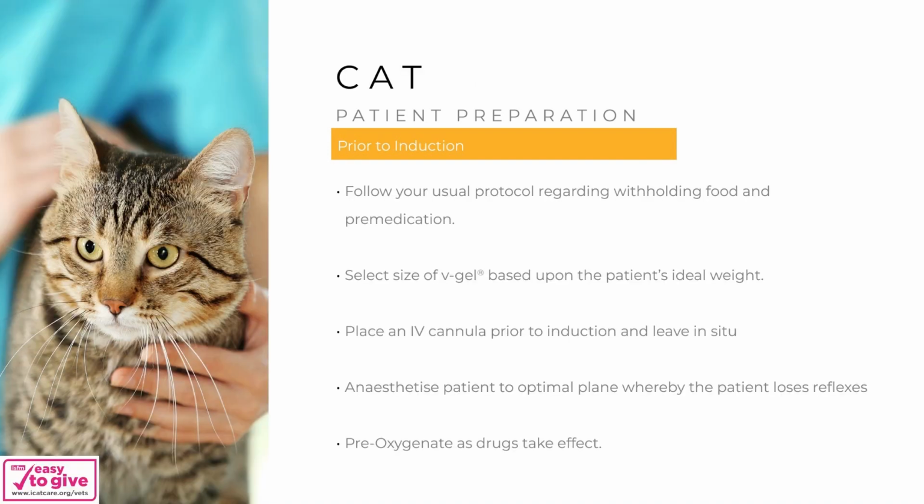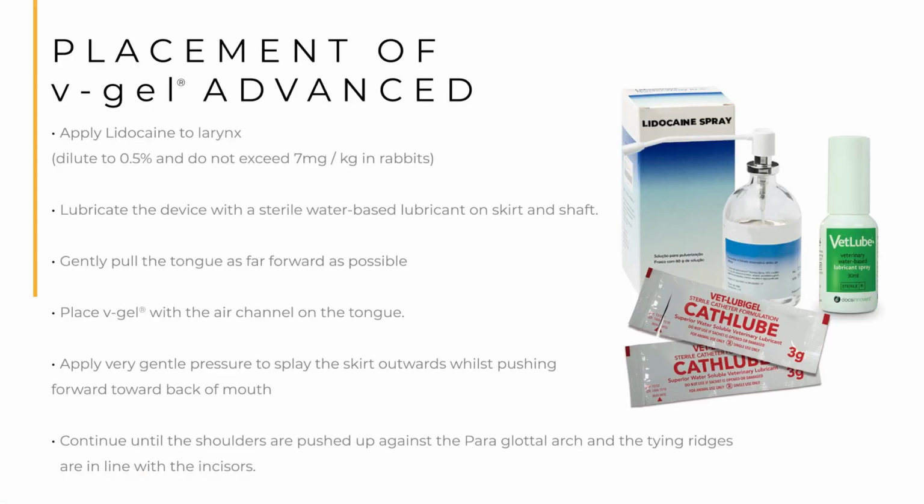For cats, follow your usual protocol with regards to withholding food and pre-medication, but do still place your IV cannula and pre-oxygenate as the induction drugs are taking effect. After induction, apply lidocaine to the larynx according to your usual protocol, ensuring it has been diluted for rabbits.